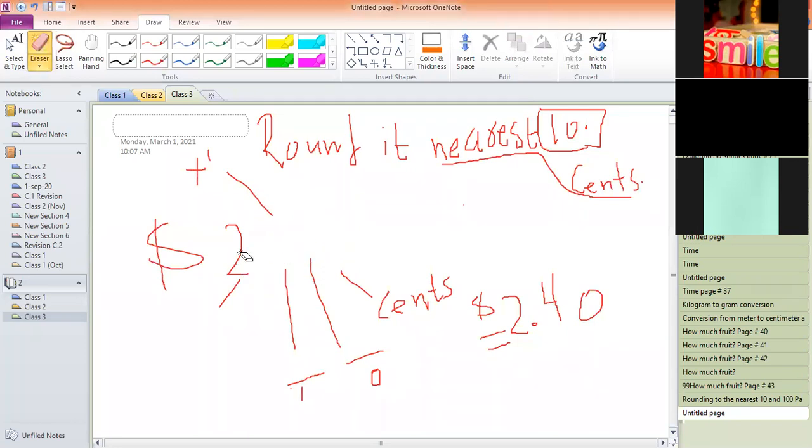Now you are going to tell me the answer of one example. $4.76. Yes, guys, tell me your answer in the chat box, please. $4.76. Round it off to the nearest 10 cents. Ahmad Muhammad, very good. Ahmad Shihab, no. Ahmad Jibrail, very good. Full answer, yes. Ammar Khalid, very good.